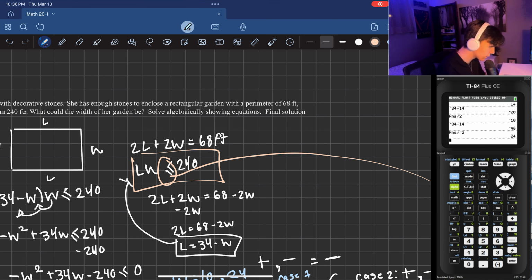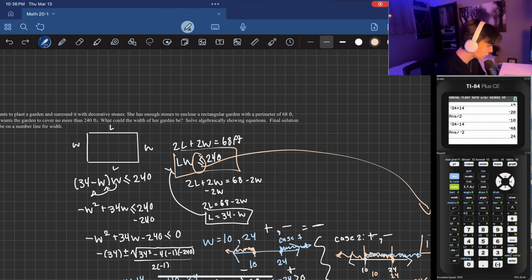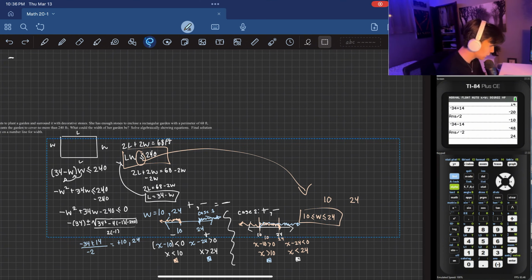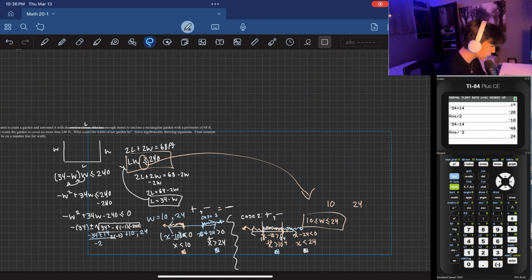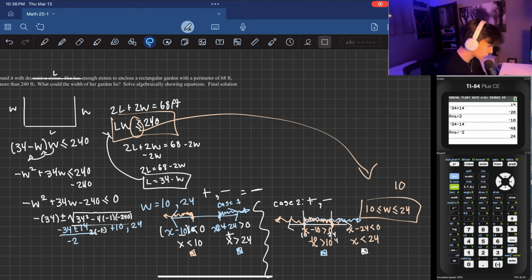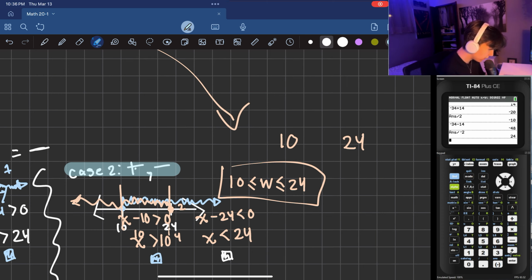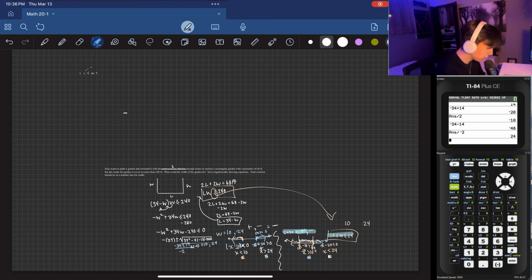And basically what this tells us is that our widths can be anywhere from 10 to 24 to net an area that is less than 240, but still give us perimeter combinations that will give us 68 feet. And this says the final solution should be on a number line for width. So this would be your number line for width here. So your case 2 would be your final answers.